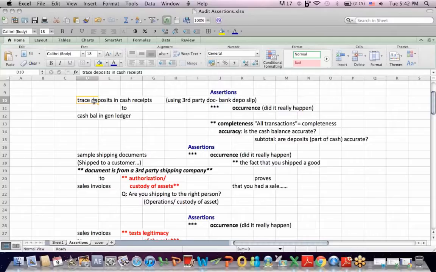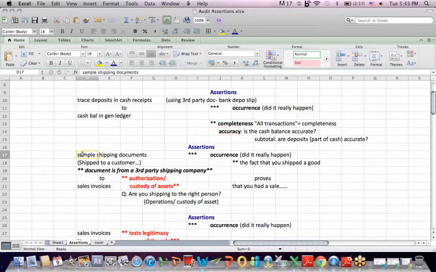We have deposits in cash receipts and a cash receipt ledger that we trace to cash in the general ledger. So we're tracing from a support document, deposits and cash receipts, to cash in the general ledger. Let's assume you're using a third-party document, which is always more reliable because it's not subject to manipulation as easily: a bank deposit slip. The first thing it might test is occurrence: did it really happen? You could test completeness: did all the deposits, according to the bank, get recorded in cash in the general ledger? Accuracy: is the cash account accurate? So completeness and accuracy in this case are close together.